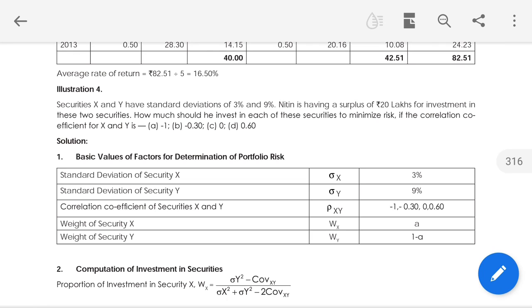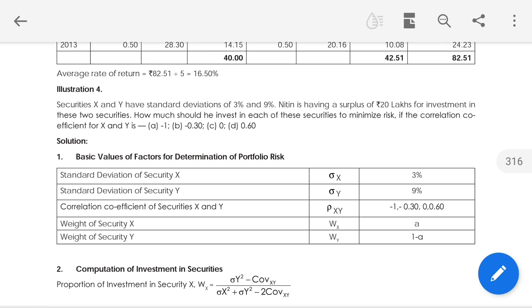Standard deviation is indicated with sigma. So sigma X is equal to 3% and sigma Y is equal to 9%. Correlation coefficient is represented with a symbol called rho that looks like P. Rho XY has 4 scenarios: -1, -0.30, 0 and 0.60. We need to calculate how much amount is to be invested in each security to minimize risk.